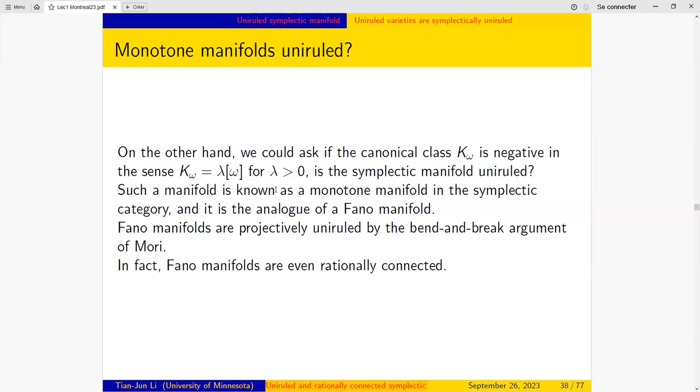Okay, on the other hand, let's restrict to monotone manifolds. These are the manifolds with the canonical class being a negative multiple of the symplectic class. What's the minus sign? Minus scale. Yes, that's right. So the lambda should be negative. I said it's negative, so the lambda should be negative.